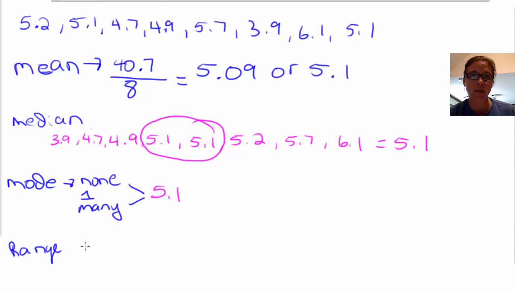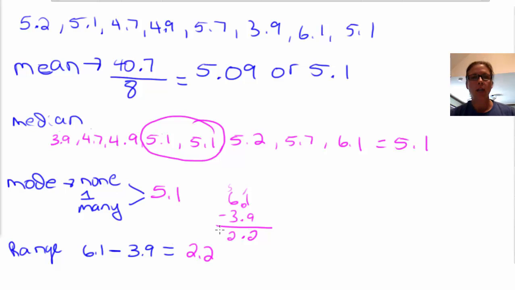Range, you just take the biggest number, which is 6.1, and subtract the smallest number, which is 3.9. And you get what? No, that's not right. Okay, 6.1, I'll just do it because what I have down is not correct. Oh, I guess it is 2.2. I did not think that was right. Okay, so 2.2.